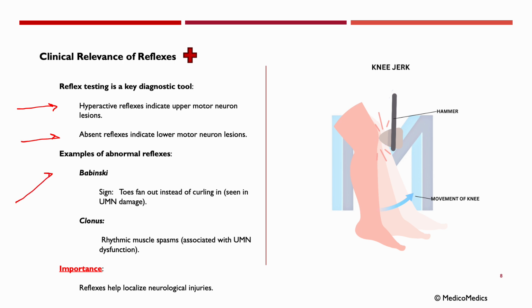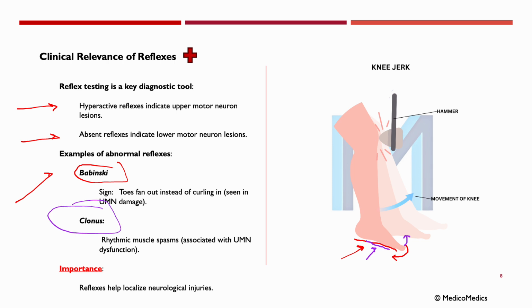Let's take two classic examples of abnormal reflexes. One is the famous Babinski sign. When you stroke the sole of the foot, normally your toes should curl inwards. However, with a positive Babinski sign, when you stroke the sole of the patient's foot, the toes fan out. They spread apart. This is a hallmark of upper motor neuron damage. It's normal in infants, but always pathologic in adults.